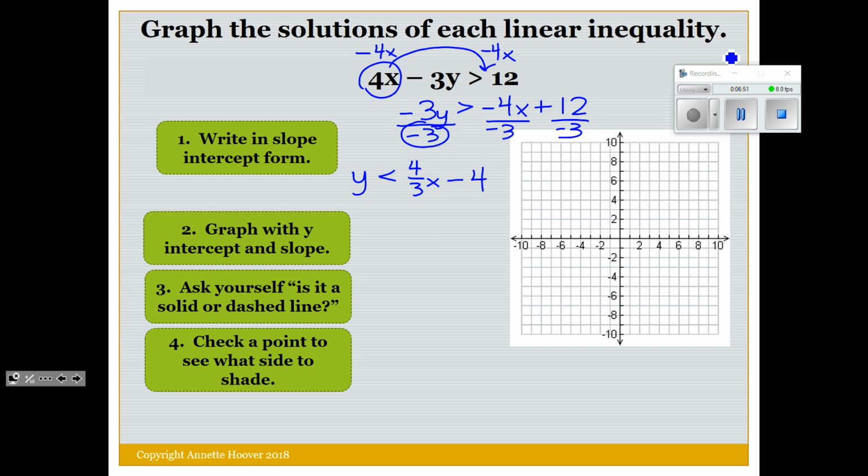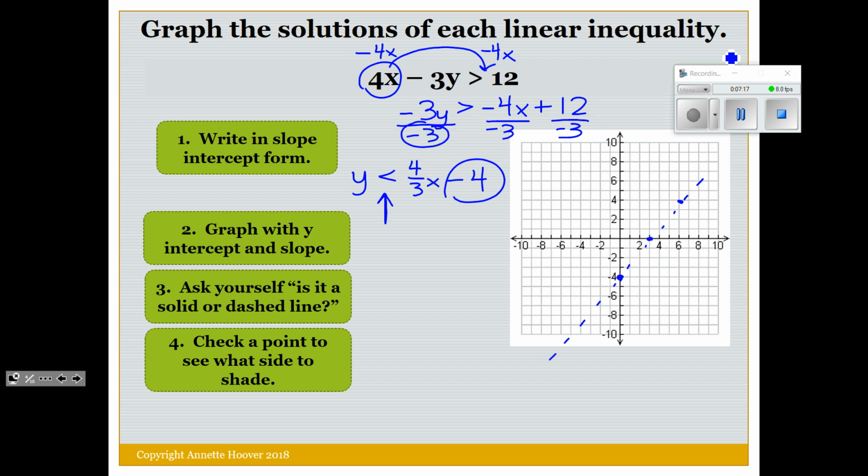We're ready to graph by starting with our y-intercept of negative 4. So we go to negative 4. Our slope is 4/3, a rise of 4 and a run of 3. So we go up 4 over 3, up 4 over 3, 1, 2, 3. We can see where our line's supposed to be. Now, is it dashed or solid? It is not equal to, so we're going to be doing a dashed line.